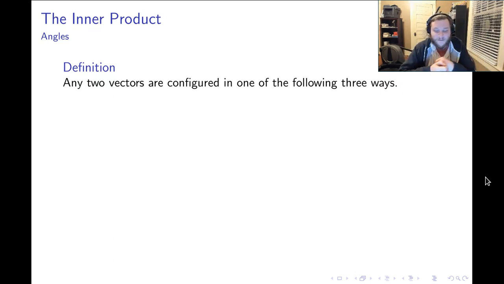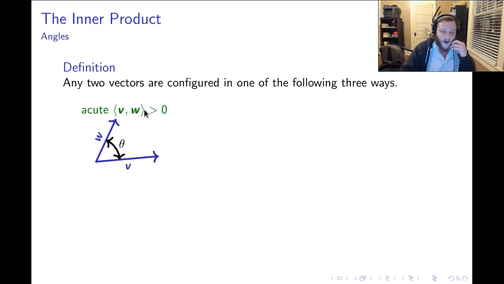Well, something we can conclude is since the cosine of an angle tells us to a degree how large the angle is just by knowing the sign of cosine, that's to say knowing whether or not it's positive or negative, we can classify all pairs of vectors. So any two vectors you give me are configured in one of the following 3 ways. The pair of vectors is either acute, which means that they form an angle that's less than pi over 2.